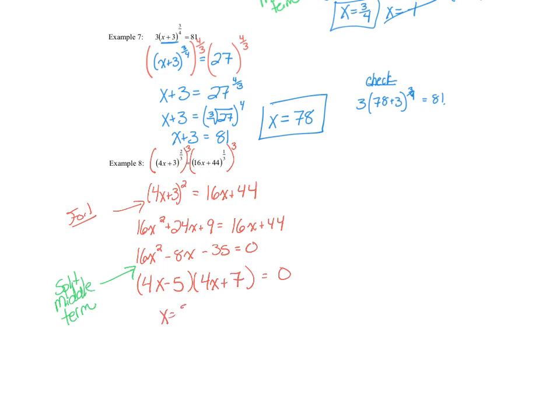So x is equal to 5 over 4 and negative 7 over 4. Make sure you check these answers, and when you do, you'll actually find that both of them work.